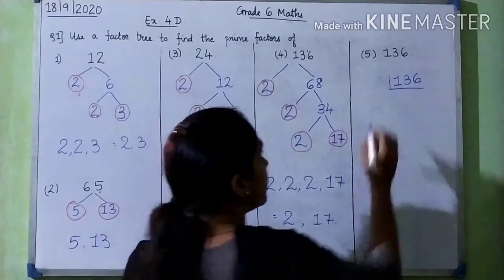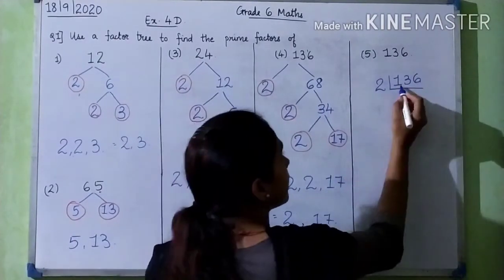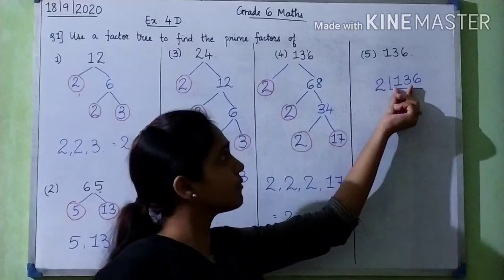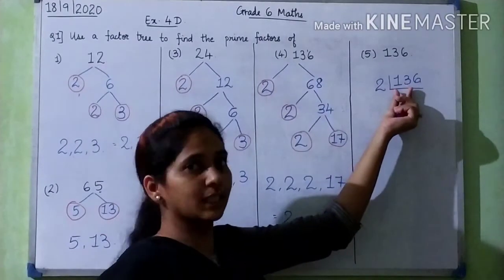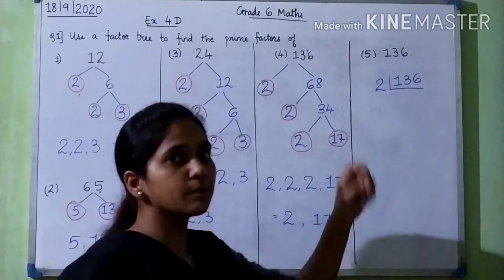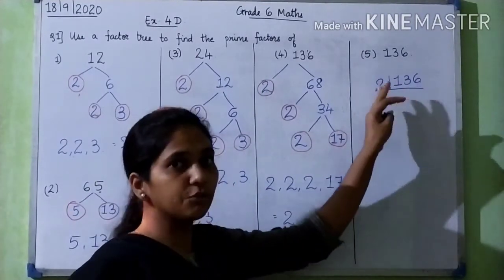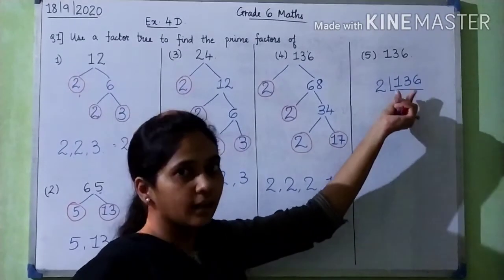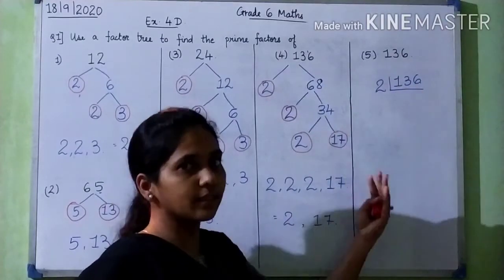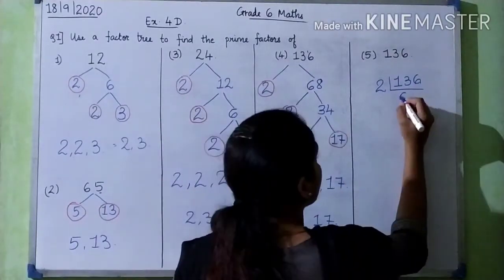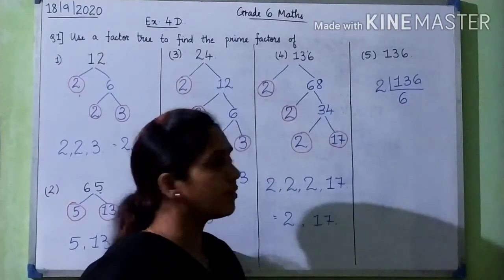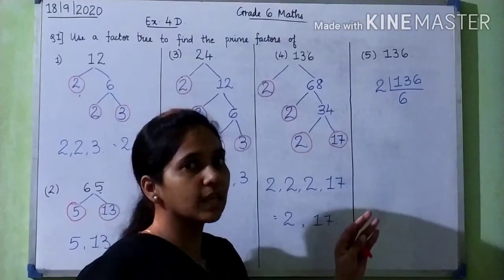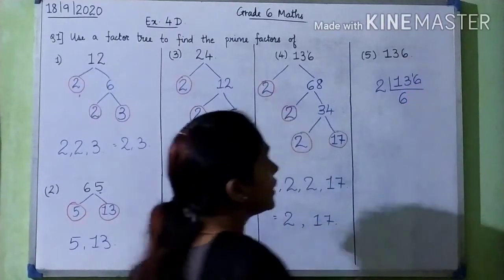So I start dividing by 2. Then 1 is smaller than 2, so I take 2 digits together. The 2 digits form a number 13. So 2 into what gives me a number which is nearly equal to 13? 2 into 6 gives me 12, and 12 is nearly equal to 13. It should be equal to 13 or lesser than 13. So 2 into 6 is 12, and 12 is lesser than 13. So 13 minus 12, how much is left? 1 is left. So 1 I will write here on the next number.